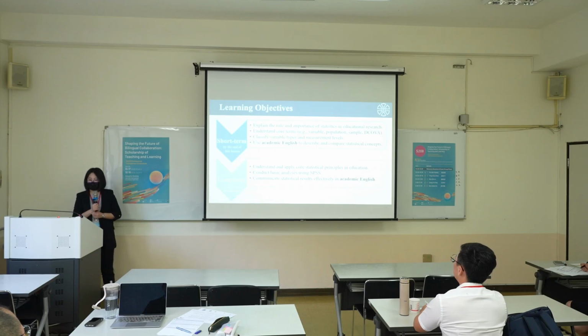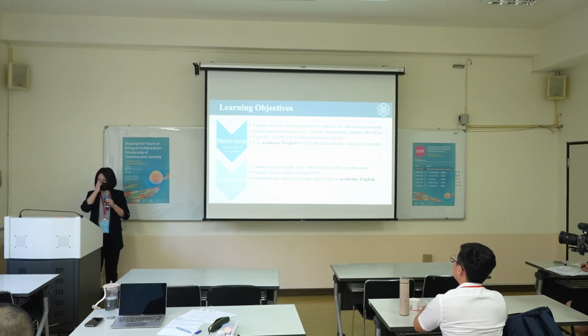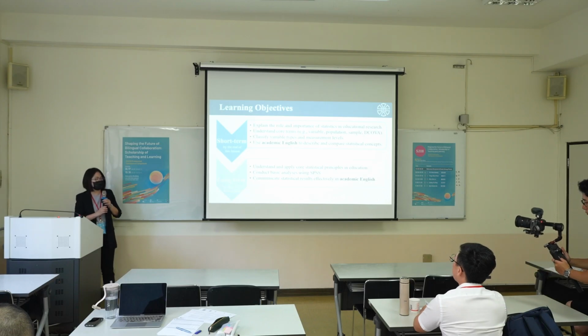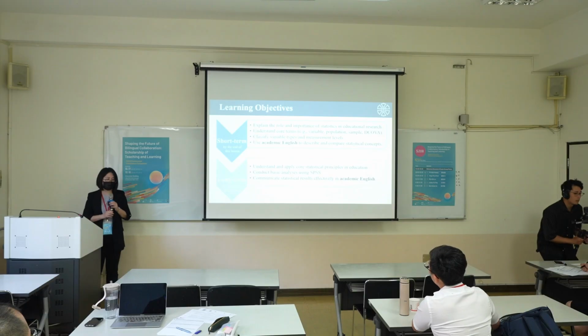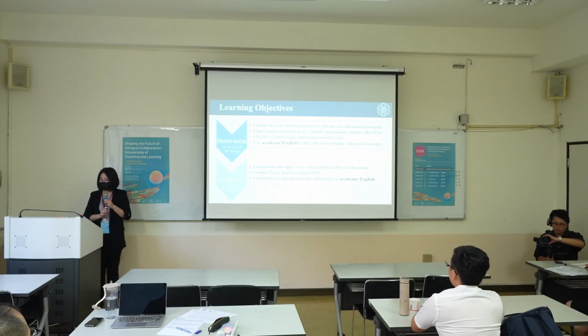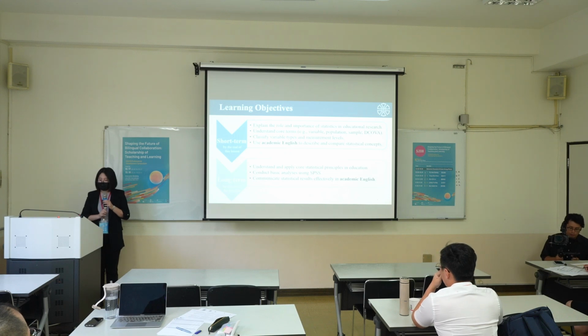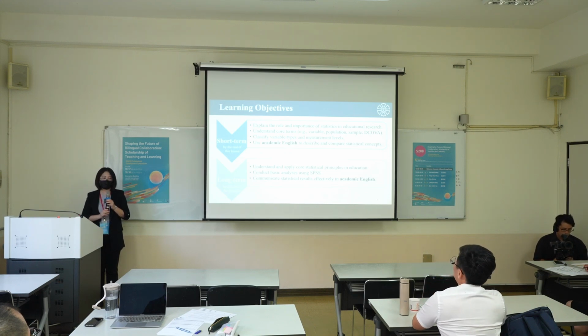They should also understand some core terms, for example, variable, population, sample, and COVA, and classify variable types and measurement levels. I also want them to learn how to use academic English to describe and compare statistical concepts. For the long-term objectives, students are able to understand and apply core statistical principles in education, conduct basic analysis using SPSS, and communicate statistical results effectively in academic English.